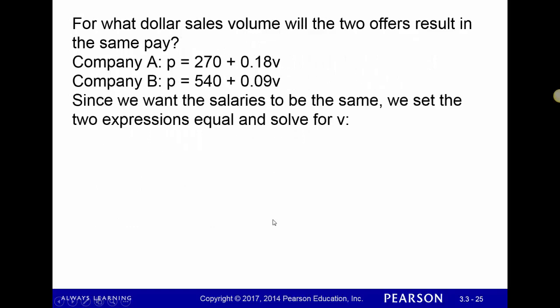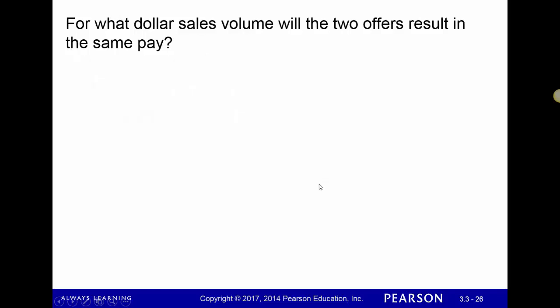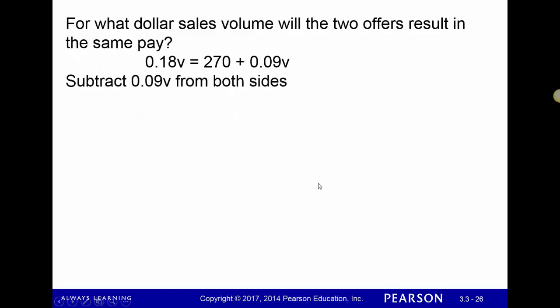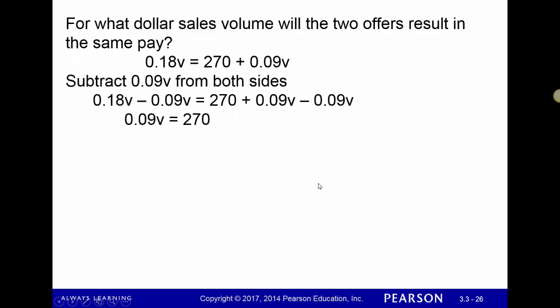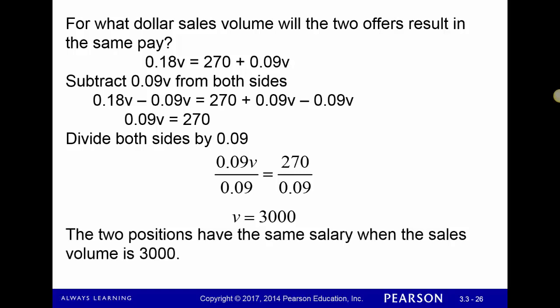Now we want to know when these 2 are going to be equal, when they have the same salary. So we're going to set the first equation equal to the second equation. So this portion here must equal this portion if they have the same pay. Subtract 270 from both sides. And then we're going to subtract 0.09V from both sides. And then finally divide by 0.09, and we get a sales volume of 3,000 units. So if we were going to sell 3,000 units, either job would give us the same pay.